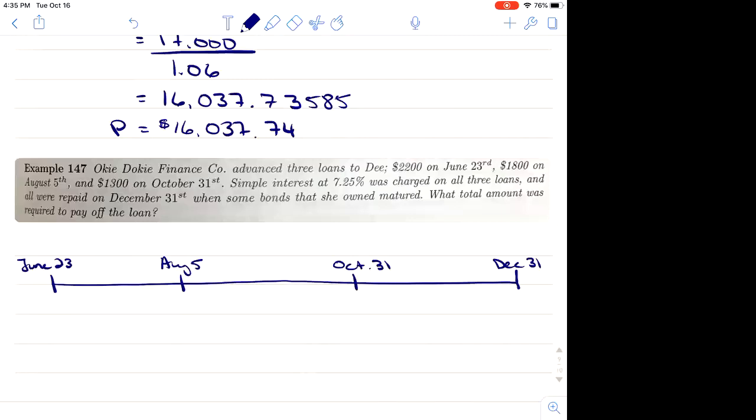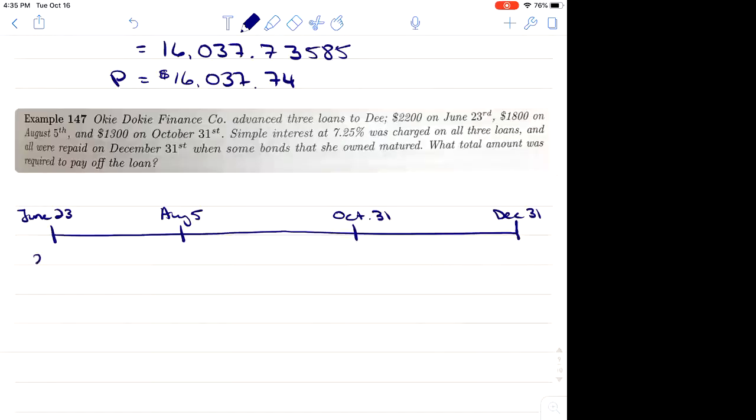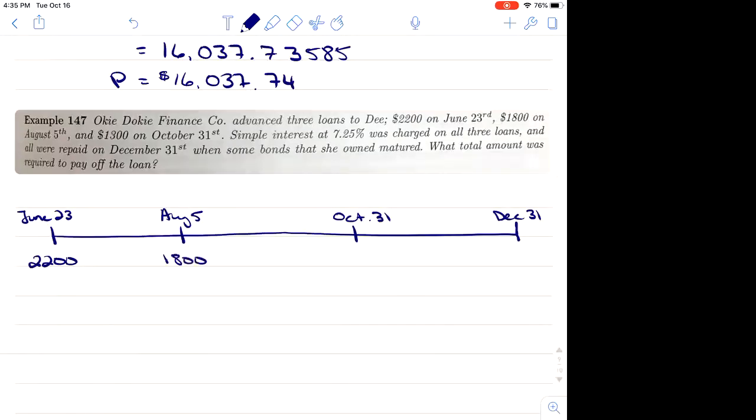Then below each of these ticks, we're going to put the amounts that she borrowed. Investments and loans work the same way. So she borrowed $2,200 on June 23rd, $1,800 on August 5th, $1,300 on October 31st, and then they were all repaid on December 31st. We want to show that all of these get pulled to December 31st to figure out how much she owed in total.